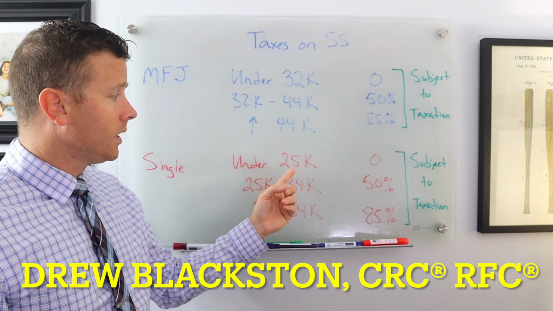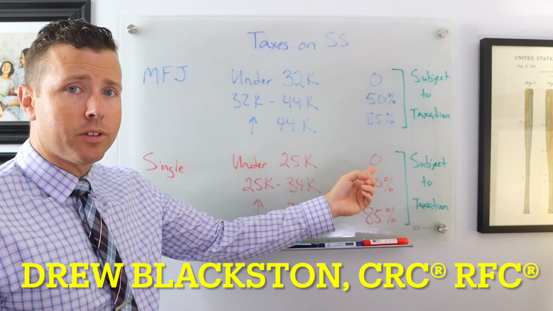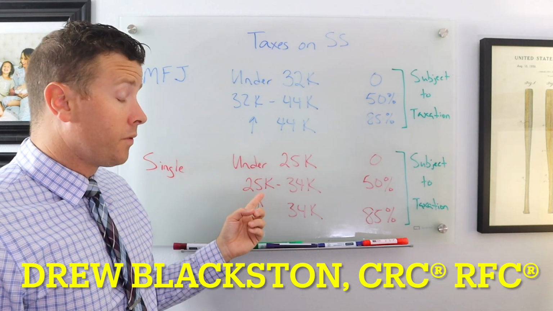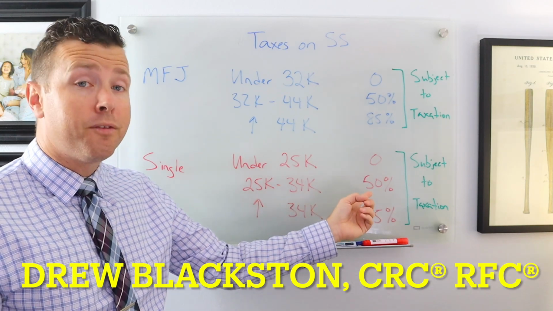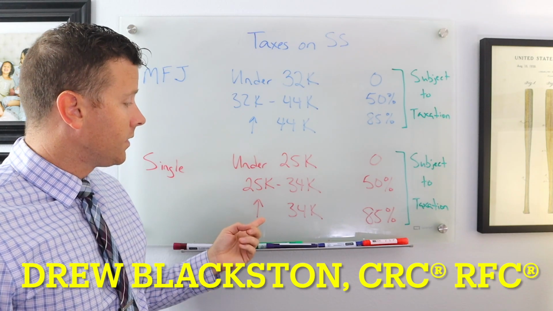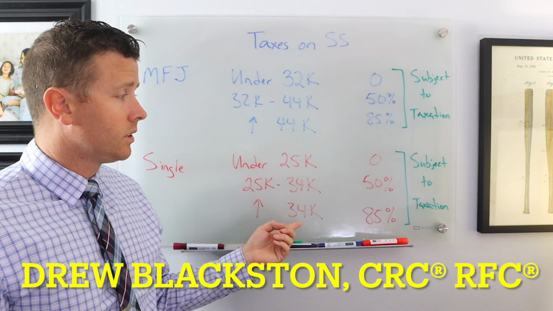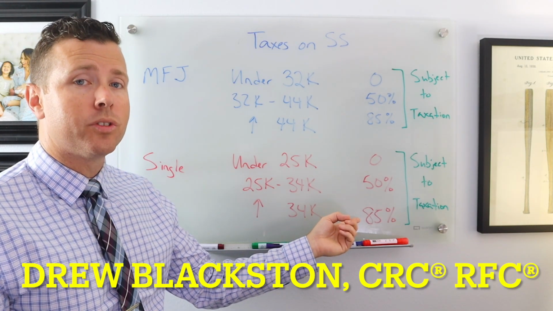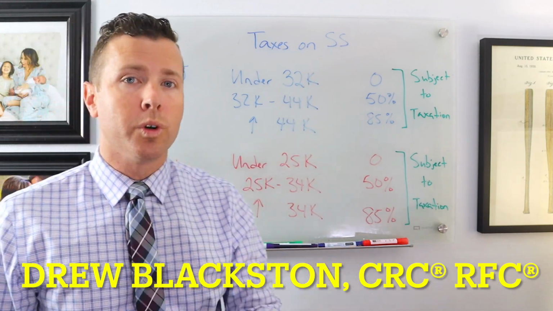So if your provisional income is under $25,000, 0% of your Social Security is subject to taxation. If your provisional income is between $25,000 and $34,000, then 50% of your Social Security is subject to taxation. And if your provisional income is above $34,000 a year, then 85% of your Social Security is subject to taxation. Okay? So that's the numbers. Let me give you a real world example.